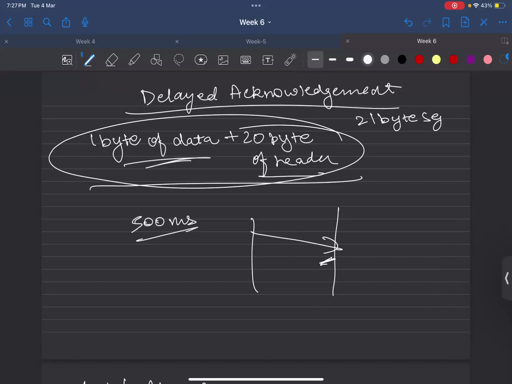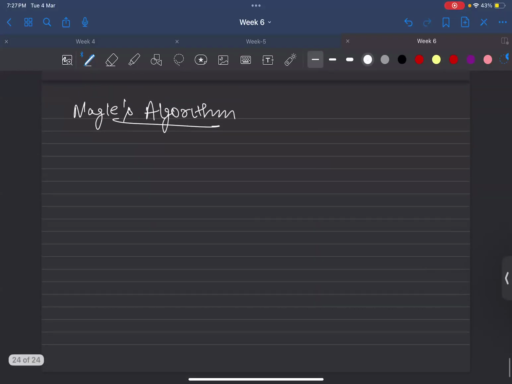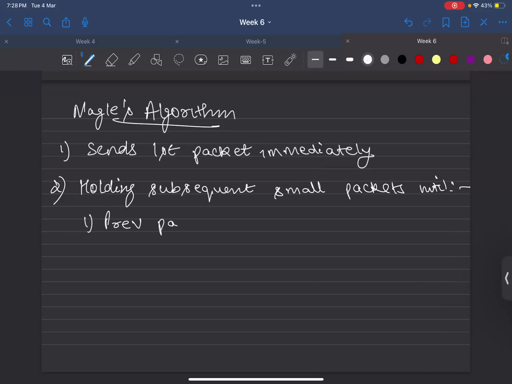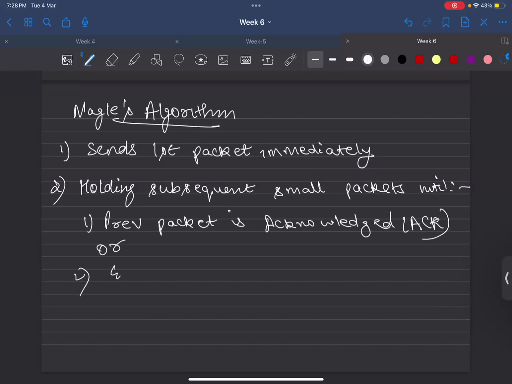Ma'am, this algorithm is used to reduce the number of small packets sent over TCP. So what it is doing is, let's understand in easy words. The sender sends the first packet immediately. Holding subsequent small packets until the previous packet is acknowledged, I'm writing, go through it. I've written it in easy words. Or I can say until enough data accumulates.